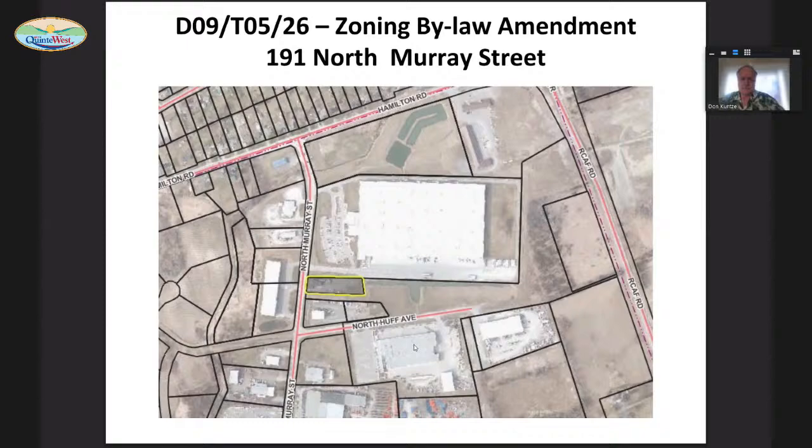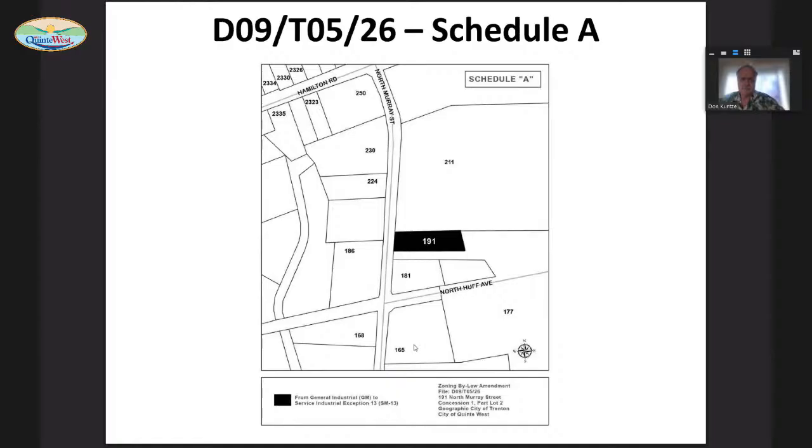industrial zone to the service industrial exception 13 zone. The effect of the amendment is to allow for a wide range of permitted uses within the service industrial zone and additionally allow for the use of a motor vehicle rental agency as well as a restaurant on the subject property. It would also permit a reduced lot frontage of 32.38 meters instead of the required 36 meters. The rezoning would allow uses that are better suited for the subject property than what is being permitted.